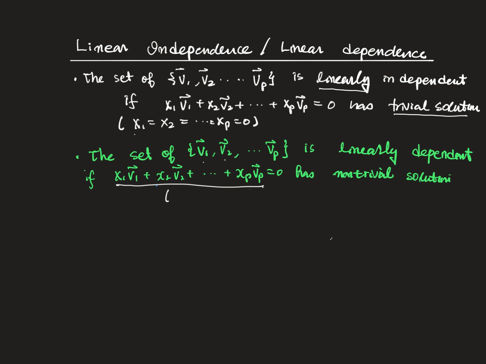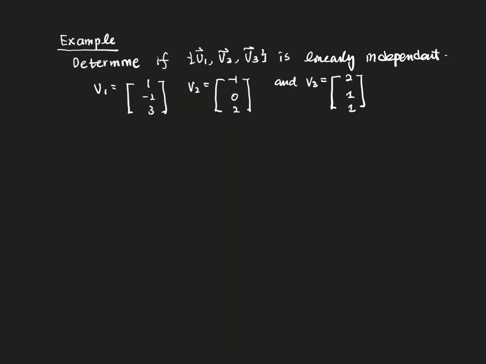What is this matrix equation we talk about? It means there should be a free variable. In that case, this vector equation has a non-trivial solution. Let's give an example. You should understand the definition of linear independence and linear dependence. Later on, we're going to give some specific examples.